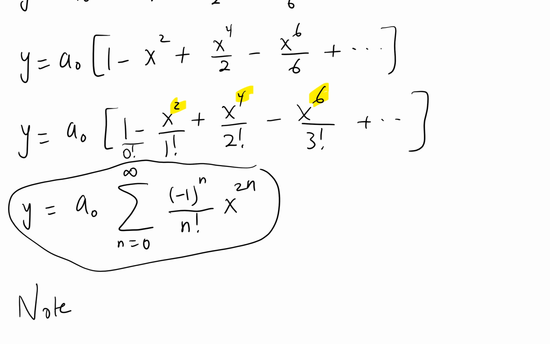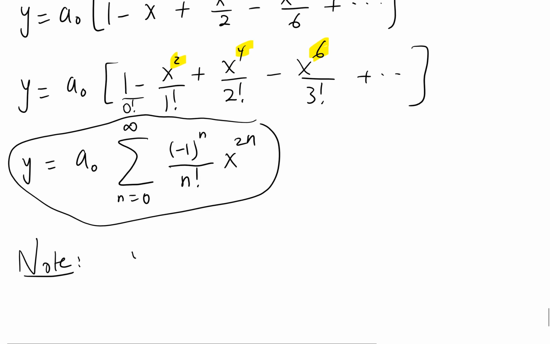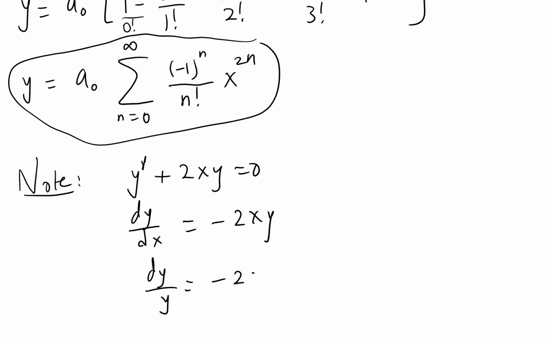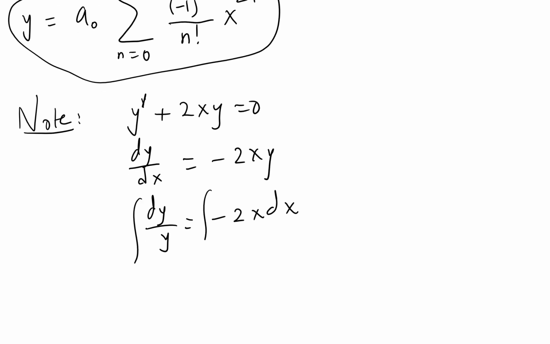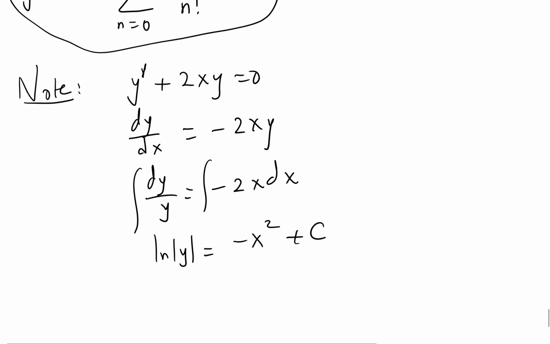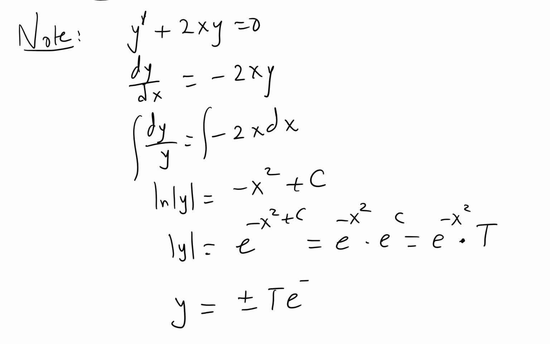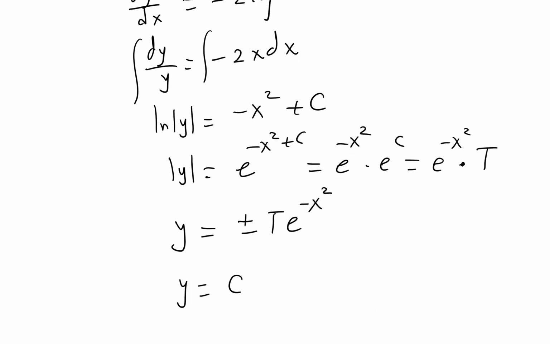Note, I'm going to write the equation again, y prime plus 2xy equals 0. And just for fun, I'm going to solve this using separable. So dy dx equals negative 2xy. Bring the y down, negative 2x dx. Integrate both sides. You get natural log of absolute value of y is negative 2x squared over 2. So negative x squared plus c. So the absolute value of y is e to the negative x squared plus c, which is e to the negative x squared times e to the c. E to the negative x squared times t, or some random constant. So y is plus or minus t e to the negative x squared. And this can be rewritten as c e to the negative x squared. Right? That's the solution for this.